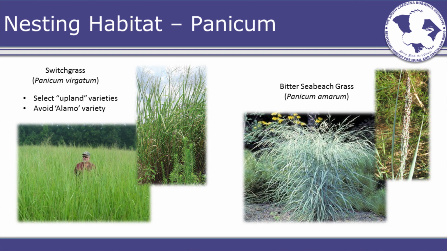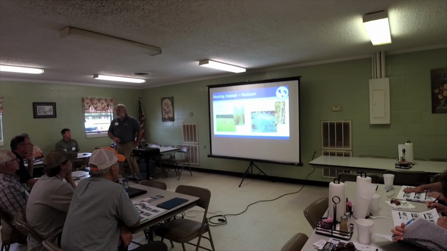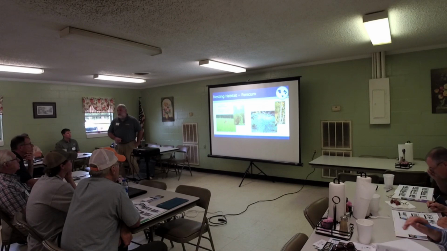Bitter panicum, or bitter sea beach grass, has a bluish green cast to it. It's closely related to switchgrass, but it's got a good growth form and produces seeds that become available as they drop to the ground to quail.